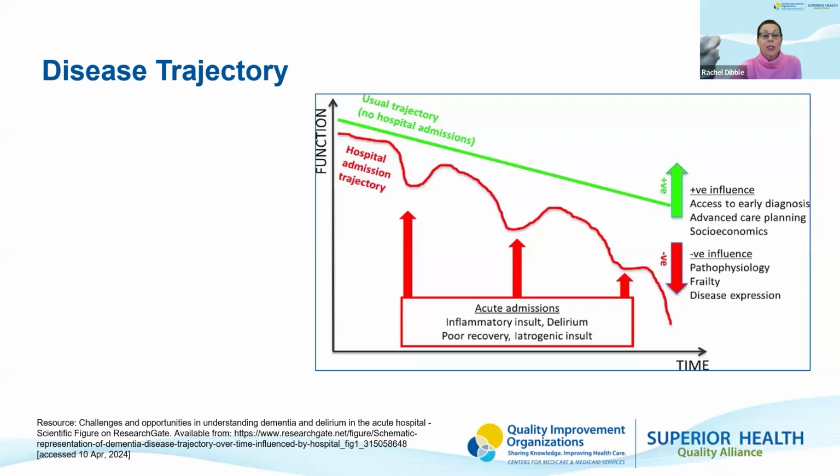And what happens with hospitalizations without advanced care planning? They call 911, they go to the hospital. Potentially that person didn't want to go to the hospital, but that's what happens by default. And the squiggly line, if you can see, is the patient with their chronic disease. The green line tells us they're going to decline, but because we don't know what their wishes are, they're going in and out of the hospital. Those are the acute admissions: inflammatory insult, delirium, poor recovery, etc. And then the pathophysiology, the body decreases, frailty, disease, symptoms.